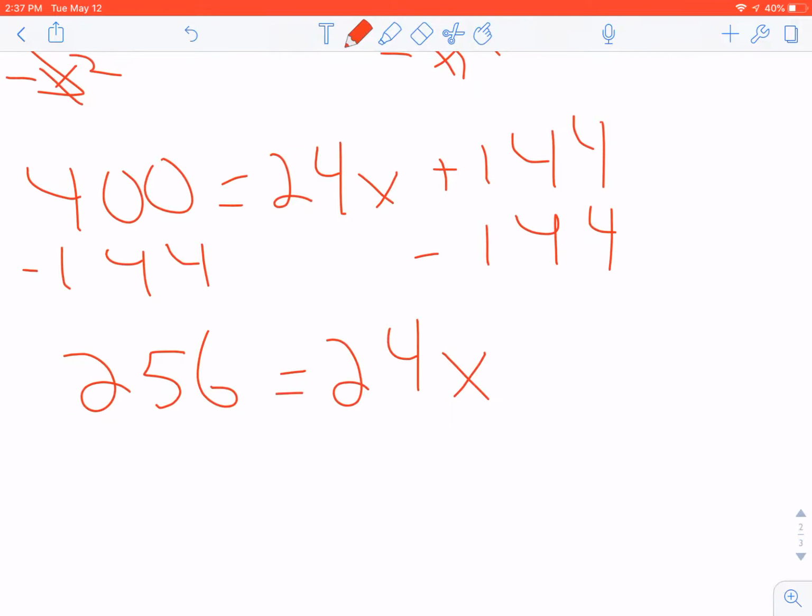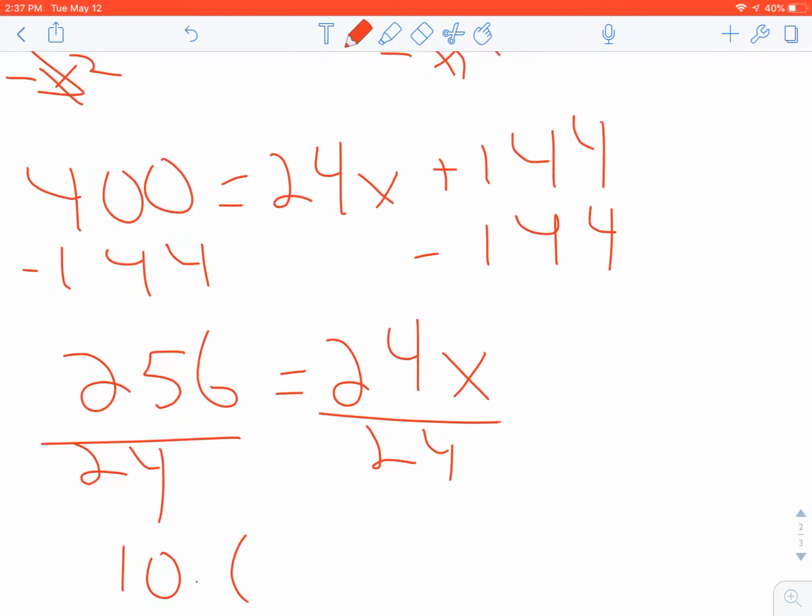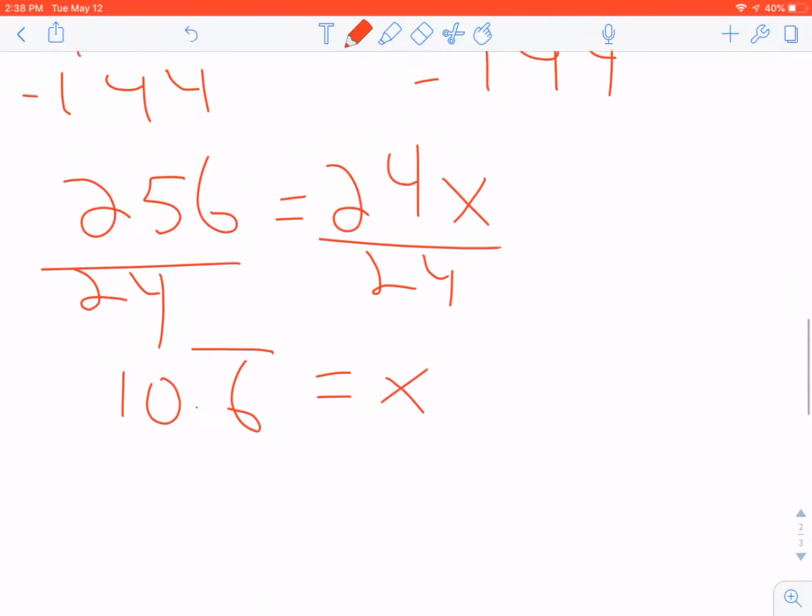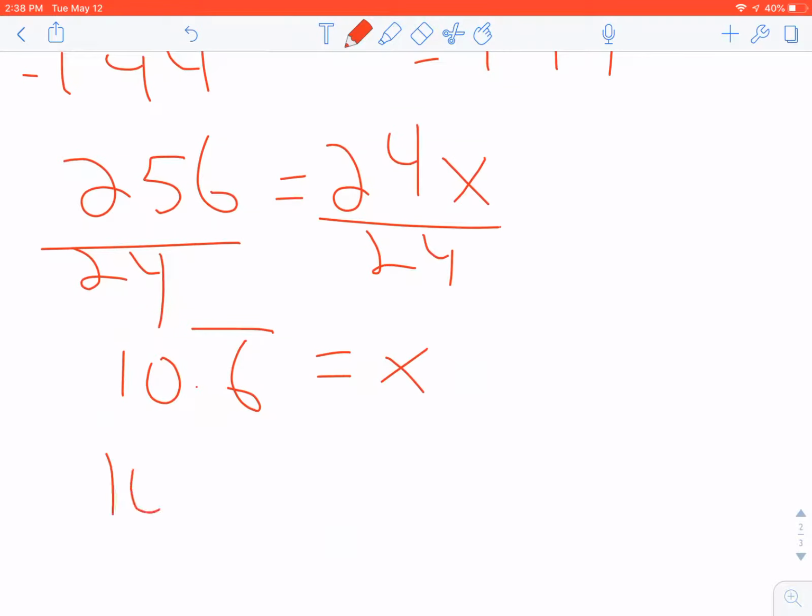And then if we just divide both sides by 24 to get x by itself, you get 10.6 repeating. I think the directions asked you to round to the nearest tenth. So the answer will say 10.7, because the repeating 6 would tell you to round that number up to 7.